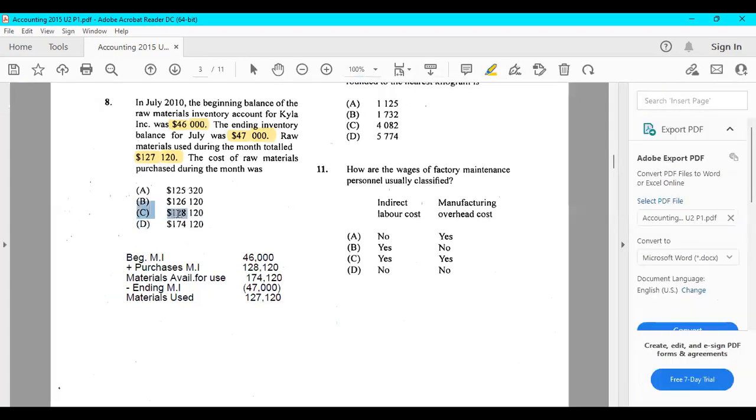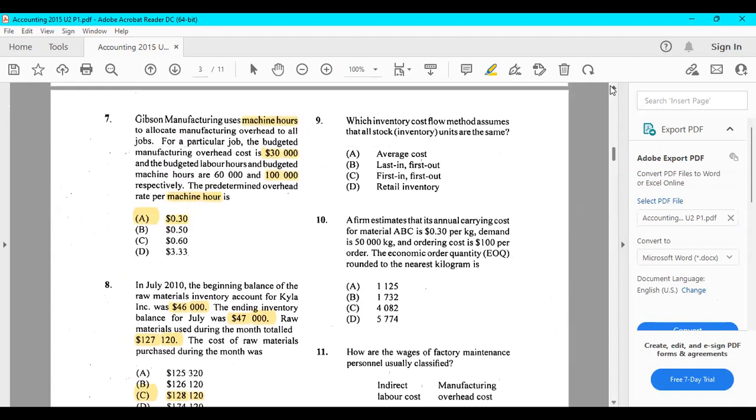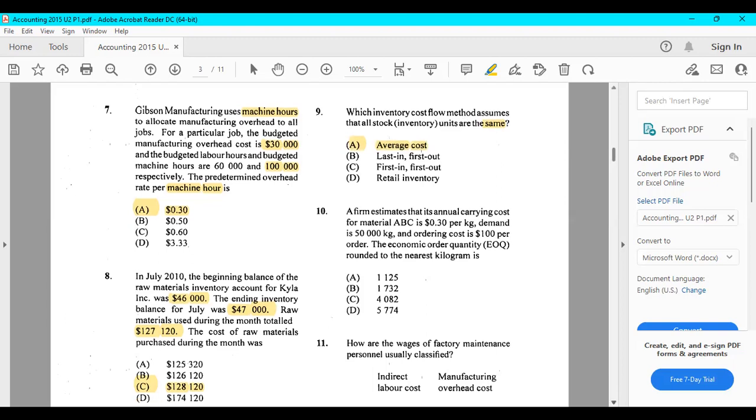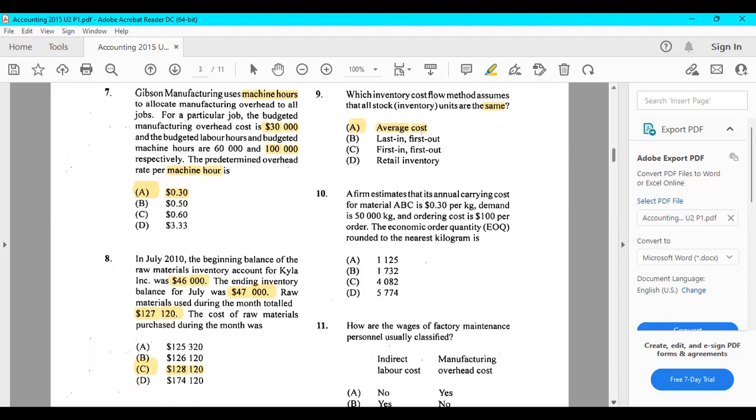So the answer is C. It's C, not B, it's C. All right, we'll be going up to number 15. So we're only doing module 1 on this paper, 15 questions per module. Which inventory cost flow method assumes that all stock, or inventory, same thing, units are the same? They're the same, so you assume that all are the same. It's definitely your AVCO, which is your average cost method. AVCO assumes homogeneity, assumes that they are homogeneous.